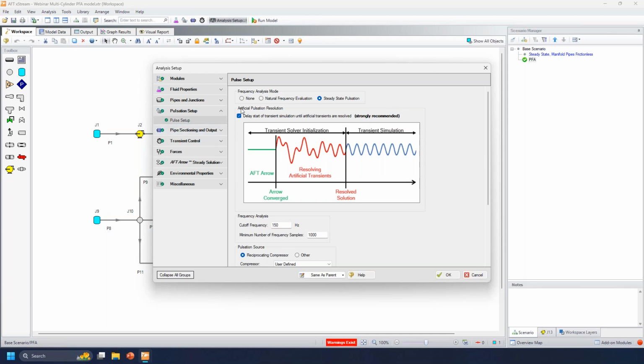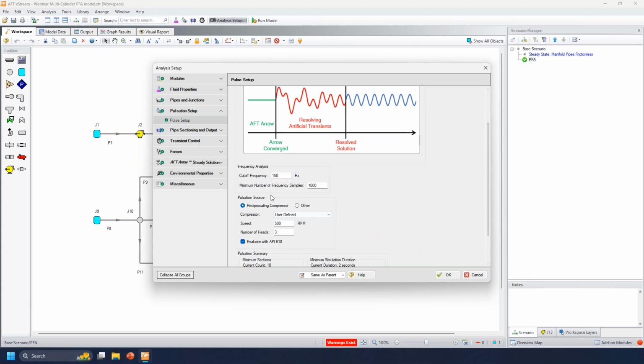We do have the artificial pulsation resolution turned on, which again works a little differently than the artificial transient resolution when you're not using PFA. We've set the cutoff frequency to 150 Hertz. You want this to be 6 times your base frequency.